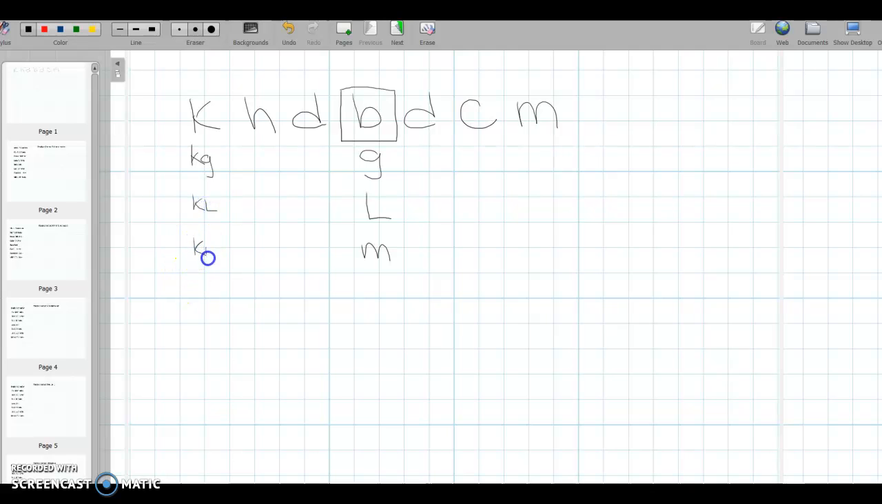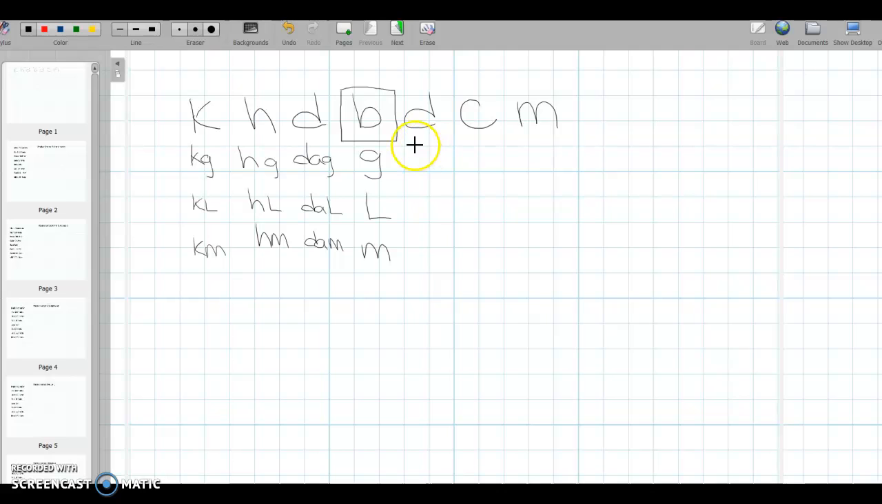have kilometers. You can have hectograms, hectoliters, hectometers. You can have decagrams, so that's DAG. You can have decaliters, or you can have decameters.